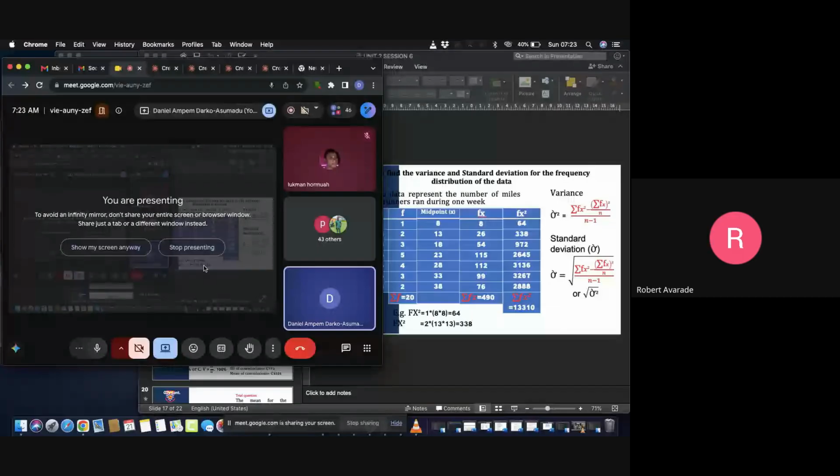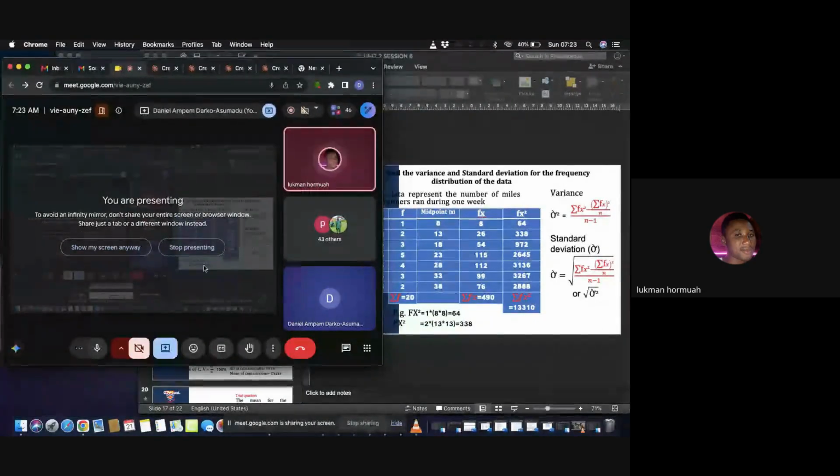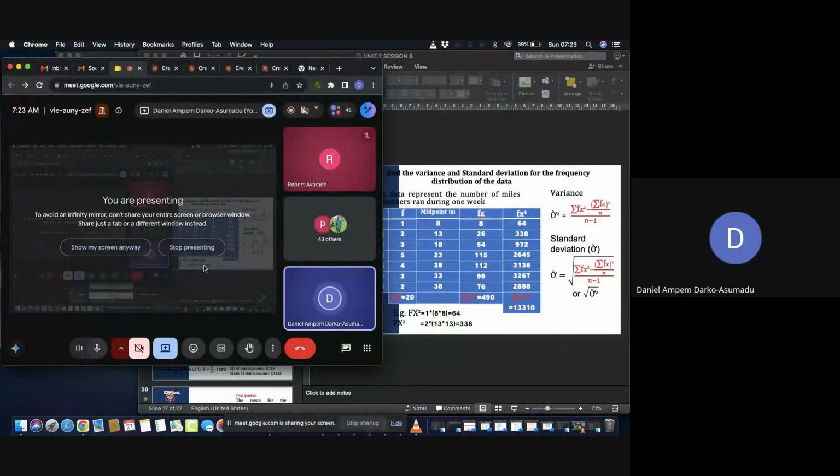Sir, with the fx squared, do you have to square the midpoint, which is the x, before you multiply, or you multiply before you square? Oh, look at the formula. Look at the formula. The square is affecting the x, not f.